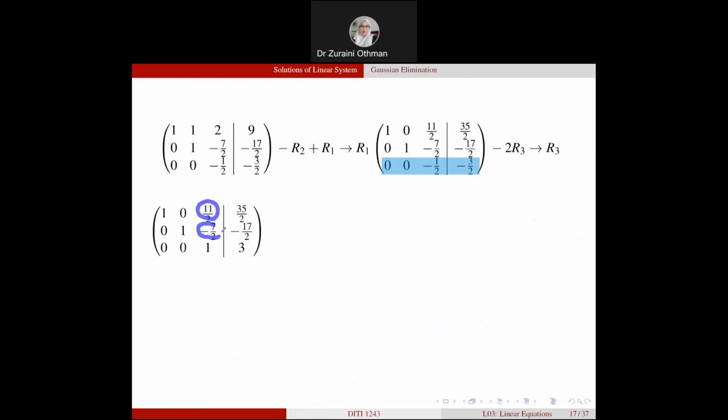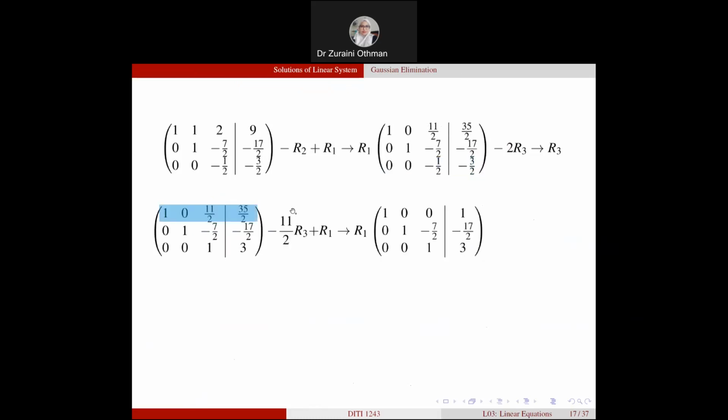So depends whether you want to change the element of this element. So let's focus like this. So we make the first row, change it. Okay, now, 11 over 2. How do we want to make 11 over 2 become 0? So, it must minus with itself. So, tolak 11 over 2 times.